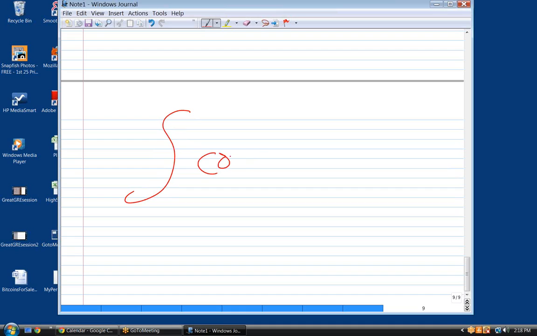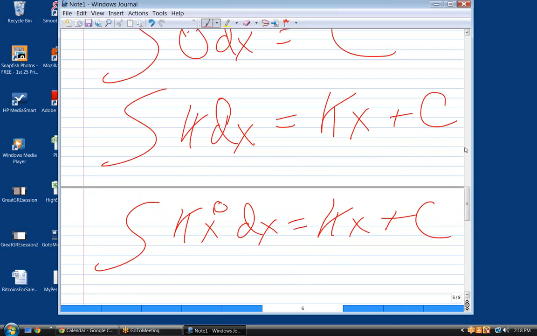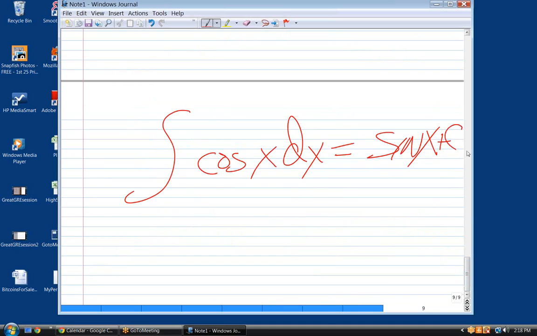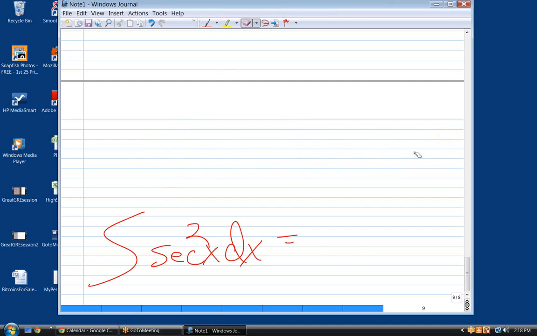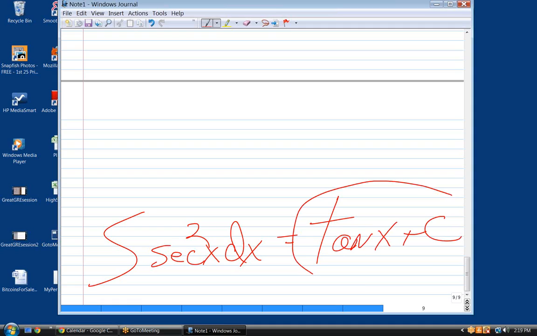Tell me what this is. Sine x. Then you'd have to know the derivatives of the trig functions. Okay, what is the integral of secant squared x dx? That would be tangent of x. In other words, if you take the derivative of that, you get secant squared of x, because the c goes to 0.